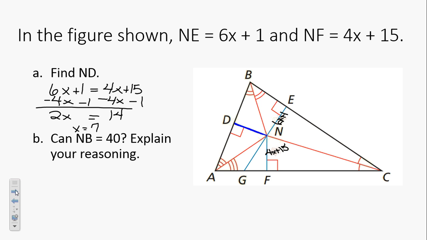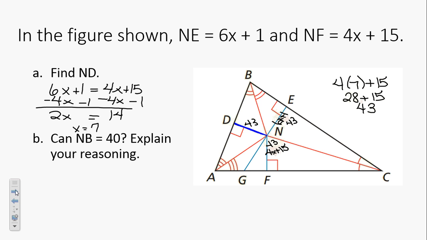Are we done? No. So, Michael, what are we going to do with this 7? Plug it in where? Does it matter? No, because they're all equal, aren't they? So, do you prefer to plug it into 6x plus 1 or 4x plus 15? 4x plus 15. 4 times 7 plus 15 gives me 28 plus 15, which is 43. So this one's 43, this side is 43, and this segment's 43.